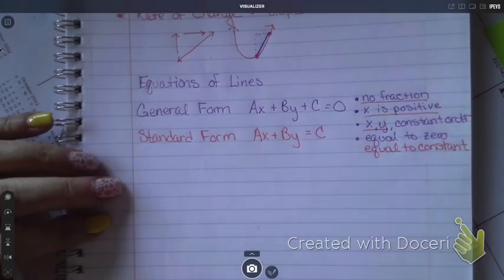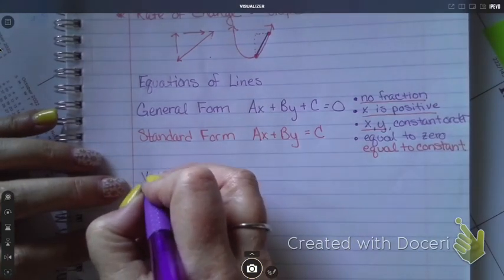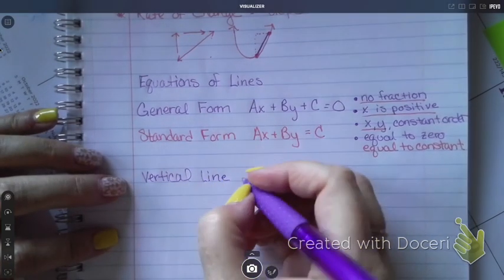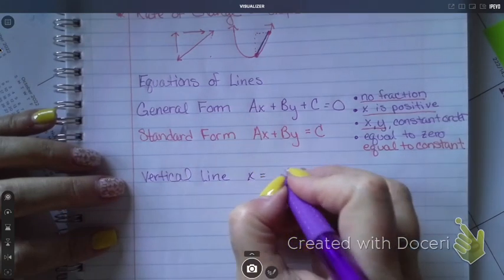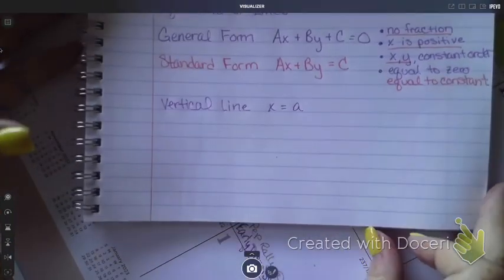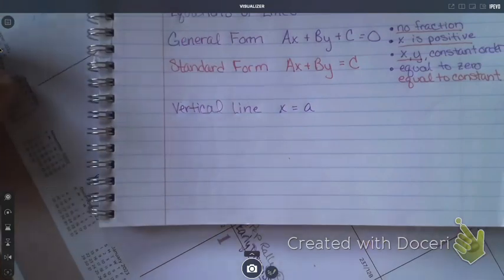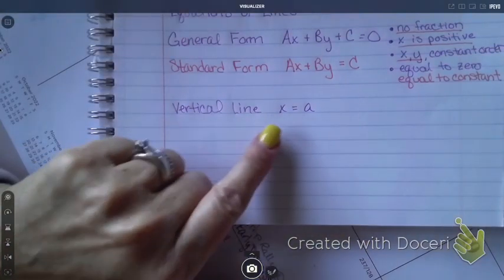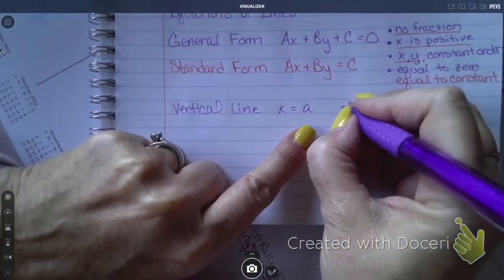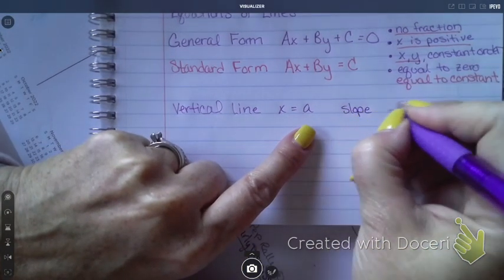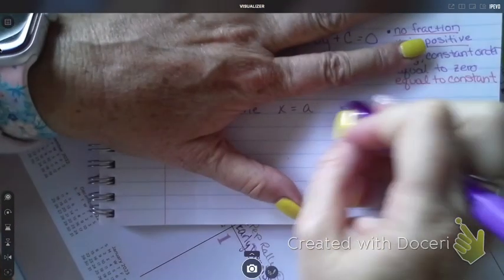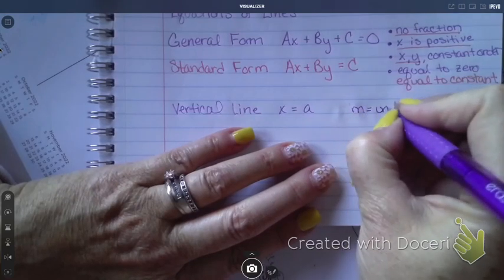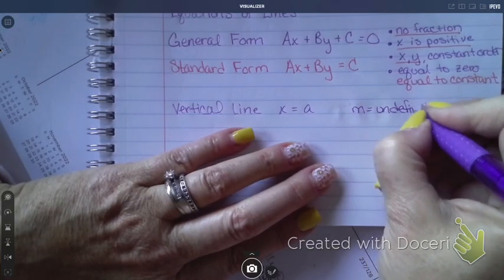So then we have a vertical line. What does the vertical line equation look like? X equals, I'm going to say A, because a vertical line doesn't ever cross the y-axis unless it is the y-axis, correct? What is the slope of a vertical line? Undefined. I'm just going to write m. You guys know what m means.